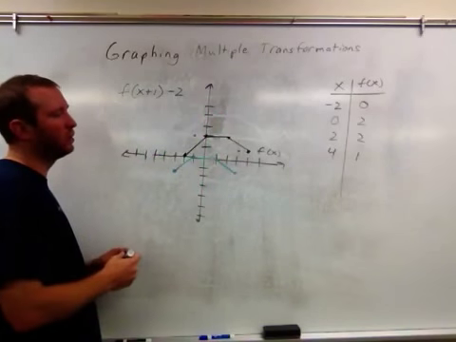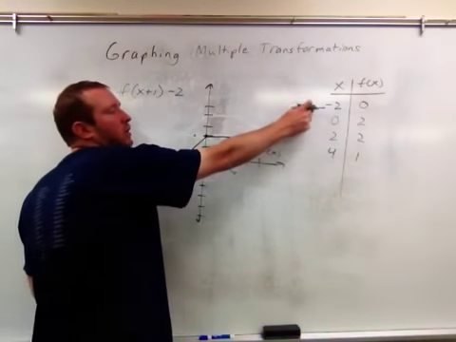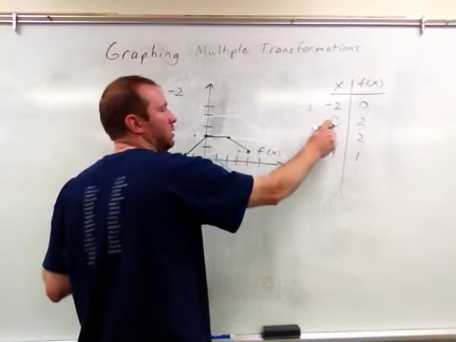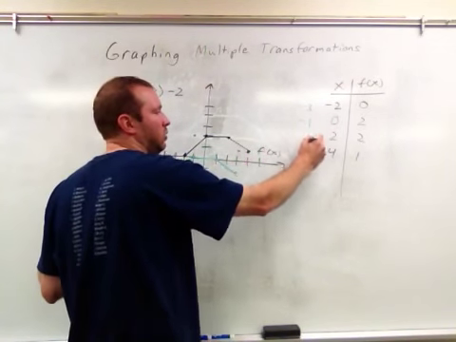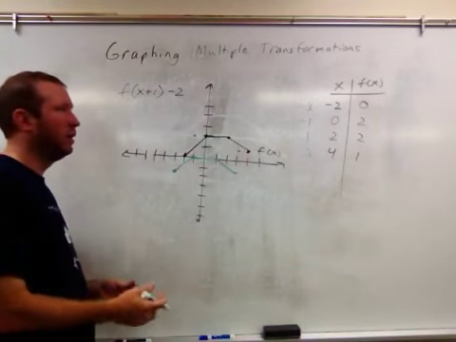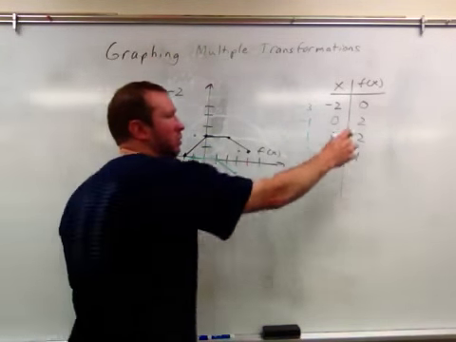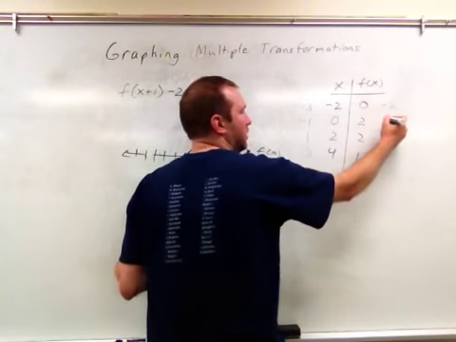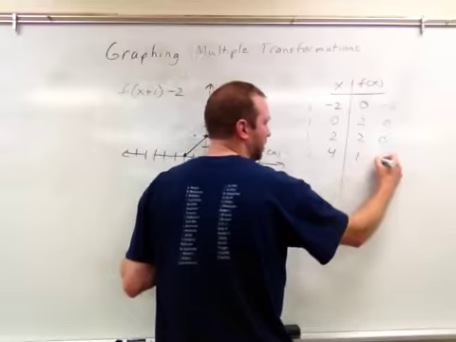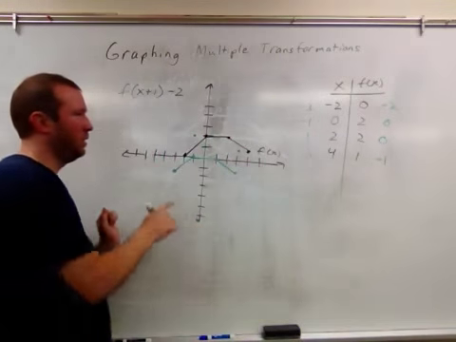So what do my new points look like? Well, the x's went to the left 1, so negative 2 goes to negative 3, 0 goes to negative 1, 2 goes to 1, 4 goes to 3. Those are my new x's. And the y's went down 2, so 0 becomes negative 2, 2 becomes 0, 2 becomes 0, and 1 becomes negative 1.